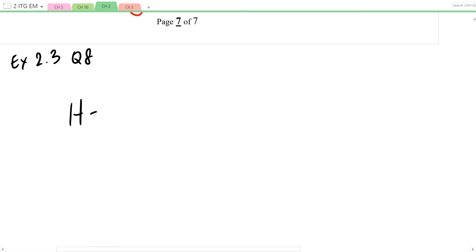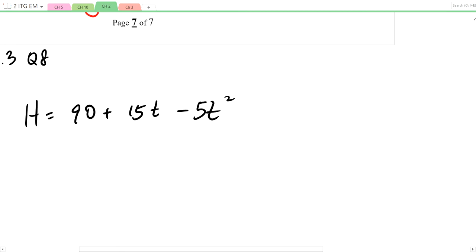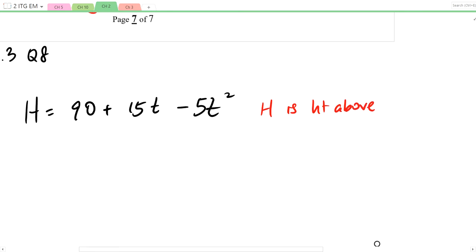h equals 90 plus 15t minus 5t squared. Okay, so let me just put it at the side. h is height above ground. Okay, question. What happens when time is equal to 0? This is just to understand what the equation is about. What happens when the time is equal to 0? When time equals 0, what is the value of h?